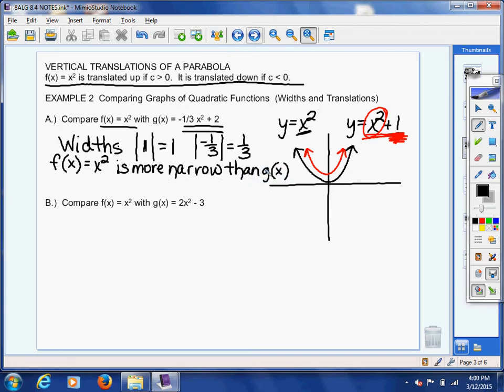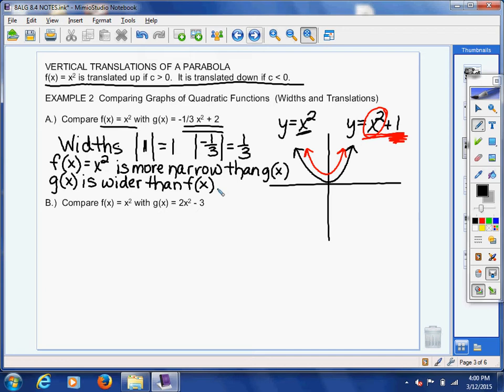And I don't have room to write all of that, okay? Or you could do the reverse. You could say g of x is wider than f of x, okay? Either way, I don't really care how you state it. You just need to know that the bigger absolute value means more narrow, and the smaller the absolute value, if it's a fraction or a decimal, then that means it's wider, okay? So either one of those statements. You don't have to have both. You just need to have one that you're comparing, okay?